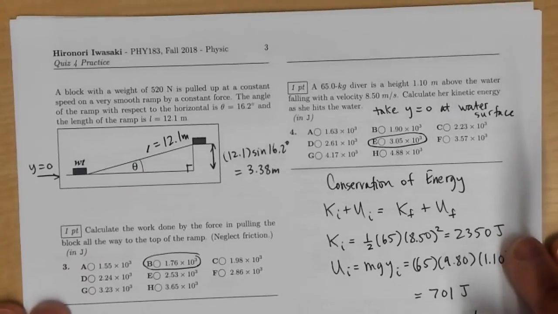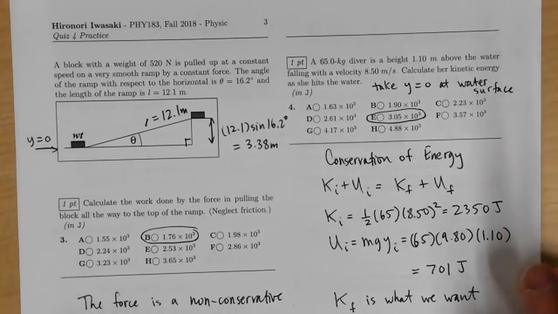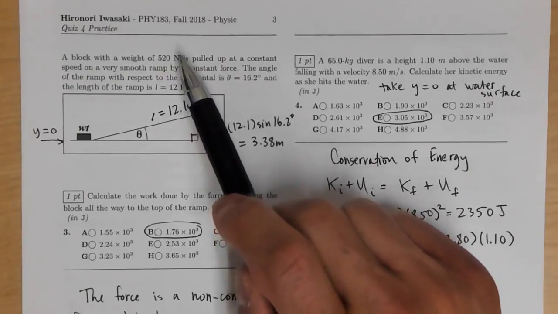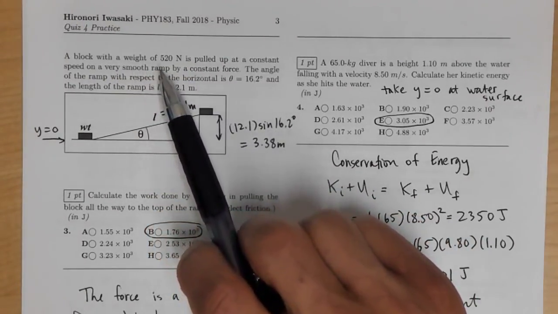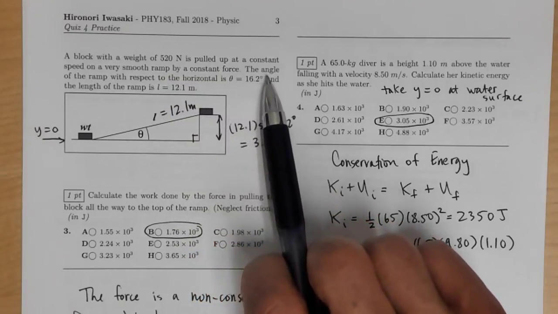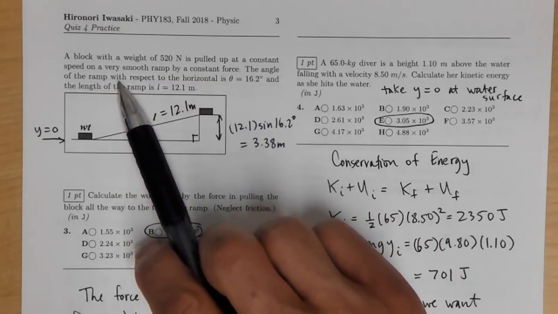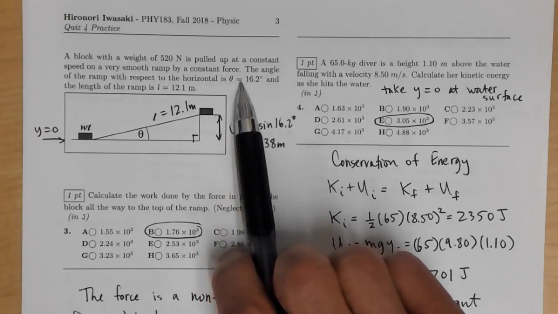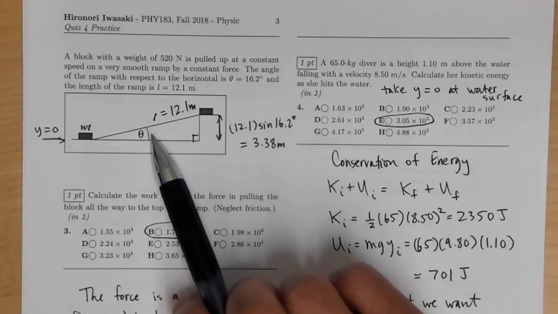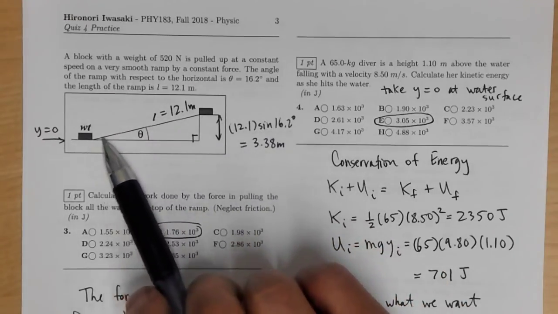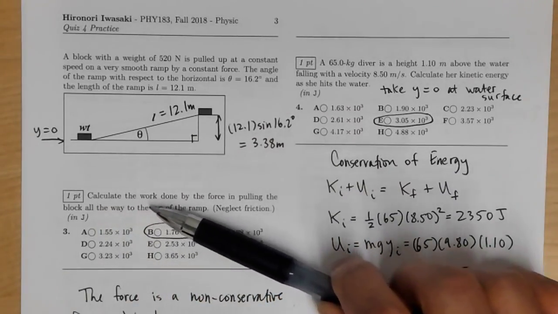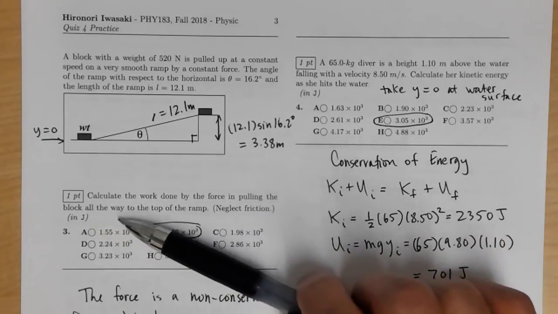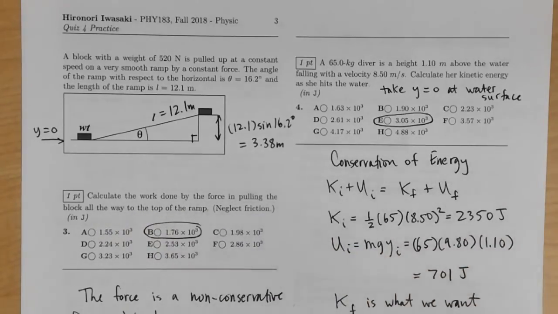Okay, moving on to number 3. A block with weight 520 newtons is pulled up at a constant speed on a very smooth ramp by a constant force. The angle of the ramp with respect to the horizontal is theta equals 16.2 degrees, and the length of the ramp is 12.1 meters. They want to know the work done by the force of pulling the block all the way up to the top of the ramp.